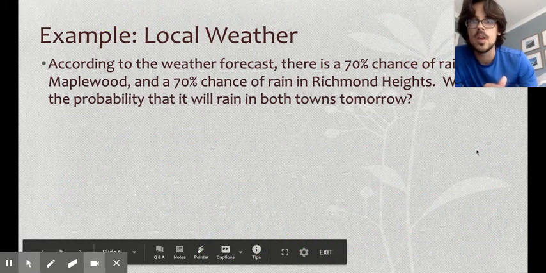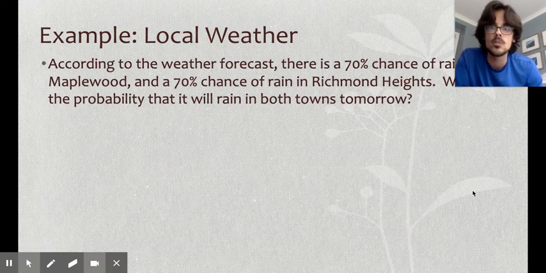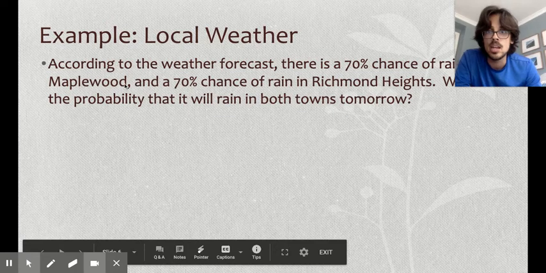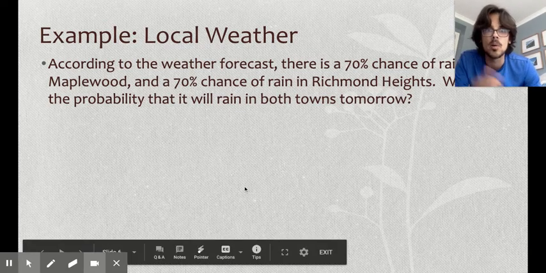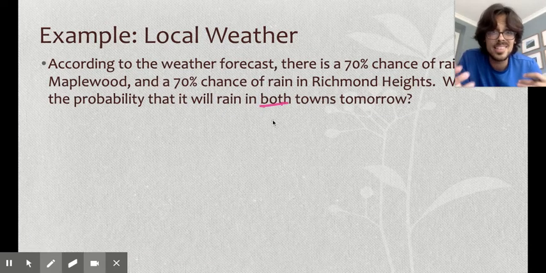All right. Our next little problem is more of a trick question, kind of spoiling it for you in advance. We're going to say that for tomorrow, there is a 70% chance of rain in Maplewood, and there's also a 70% chance of rain in Richmond Heights. What's the probability it will rain in both towns tomorrow? So the word both kind of implies and.